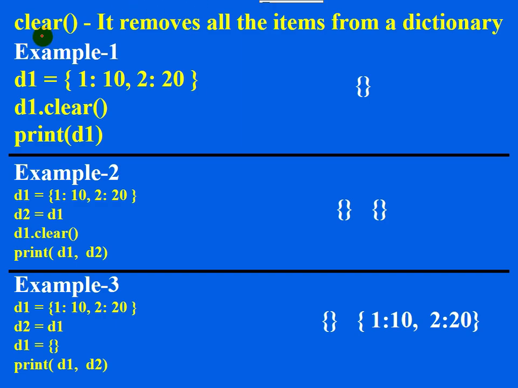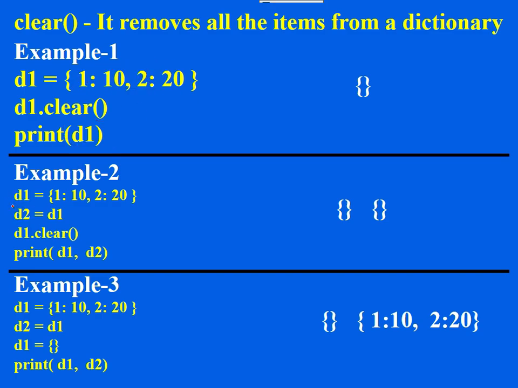The clear function associated with a dictionary. The clear function removes all the items from a dictionary. For example, if I write d1 is equal to this dictionary and if I write d1.clear(), all the items are removed. So if I print D1, you will get an empty dictionary because all the items are removed. But please understand the dictionary D1 still exists, only items are deleted.